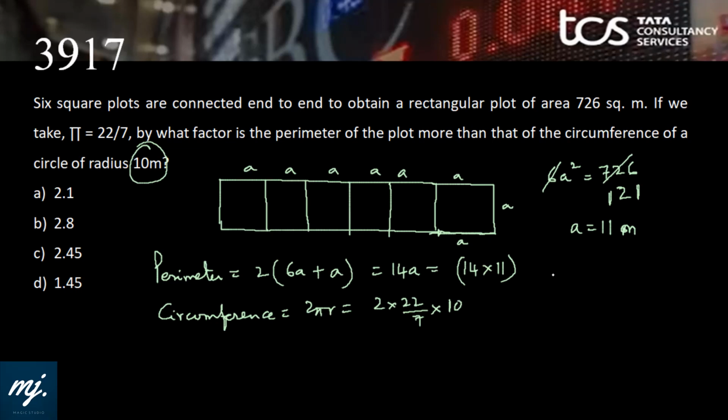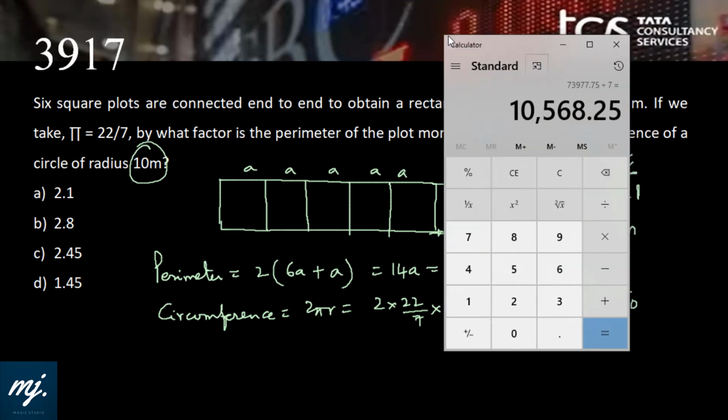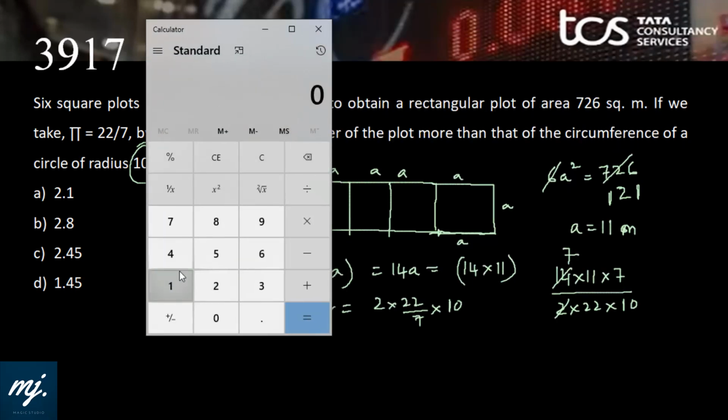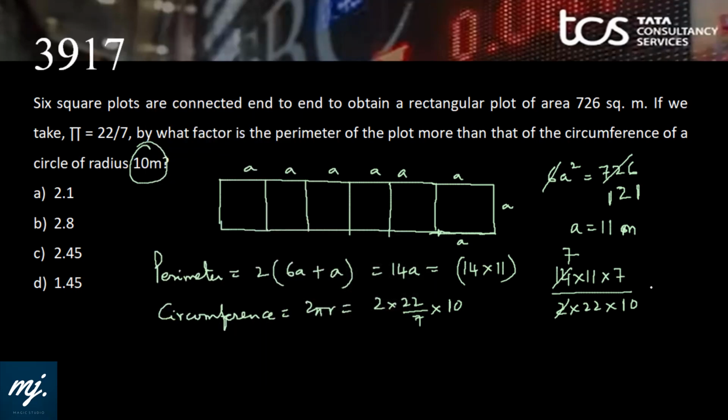So we just need to divide these two. So 14 into 11 into 7 by 2 into 22 into 10 is how much? 2 goes 7. So if I use a calculator, 7 into 11 into 7 divided by 220 equals 2.45.